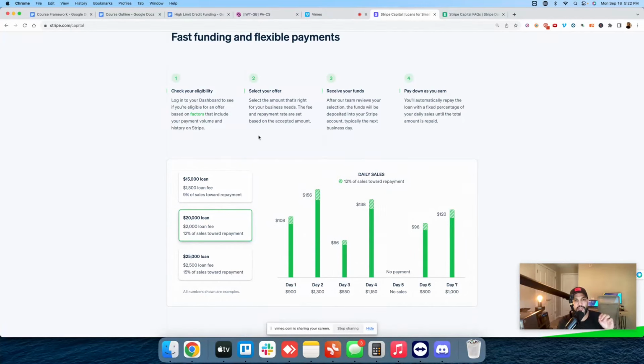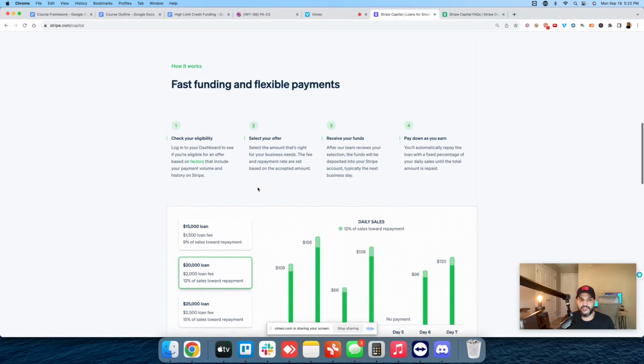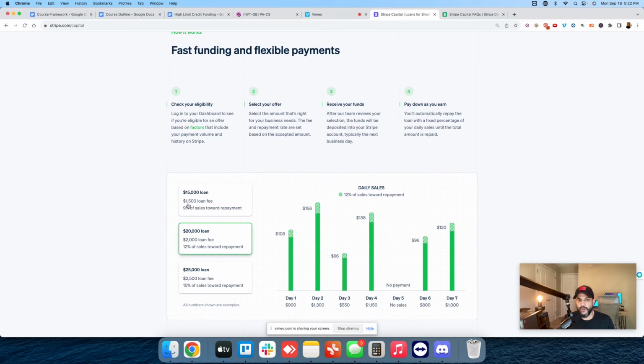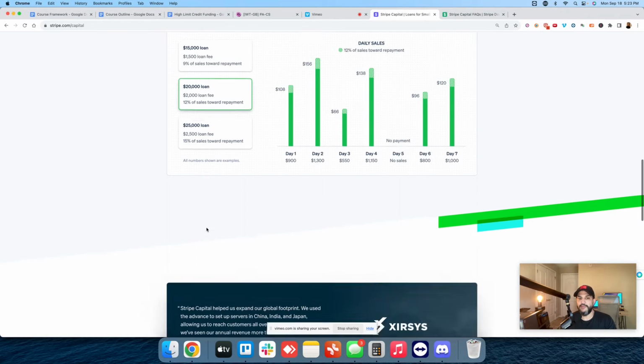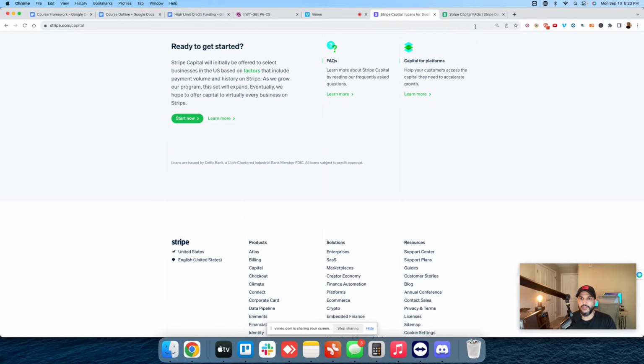So what you would do is create an account. I'm going to talk about the data points, but this is an example of how it would work. You're processing payments. Let's say you have a $15,000 loan. The loan fee is $1,500, and then it's 9% of sales toward that repayment. As another example, if it's $20,000, you get a $2,000 loan fee, that's basically their origination fee, and it's 12% of sales towards the repayment. So if you're doing $1,000 a day, it would be $120 towards that repayment, and then you have to meet a minimum every 60 days as far as what the payment will look like, and I'm going to talk about that.